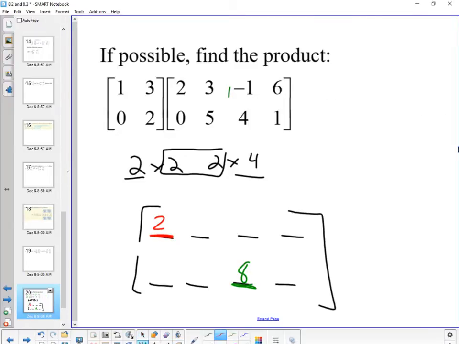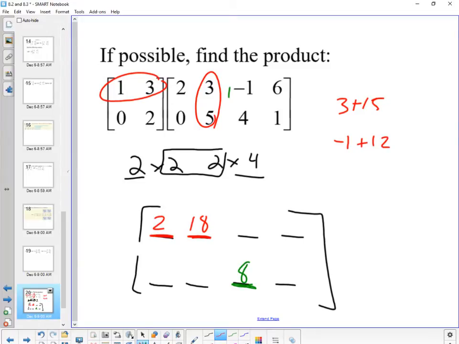All right, so let's go ahead and do the next spot over. That's still row 1, so I'm going to stick with row 1. Let's go to column 2 now. So 1 times 3 is? 3. 3 times 5 is? 15. That gives me 18. Let's do the next spot.